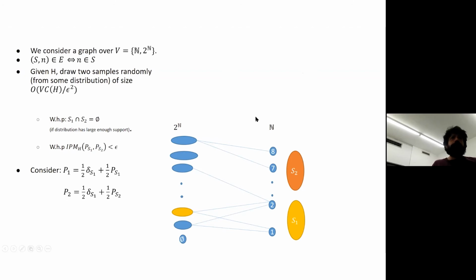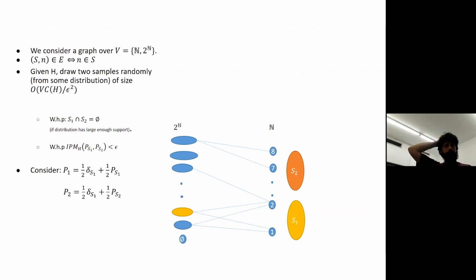I'm going to draw two samples, S1 and S2, from one distribution that is going to be on a very, very large support. I'll say how large in a minute, and why I need it to be large, but uniformly. I'm going to draw each sample by drawing VC over epsilon squared number of examples. So I take a uniform distribution supported on a very large finite domain, and draw twice two samples of size VC over epsilon squared.